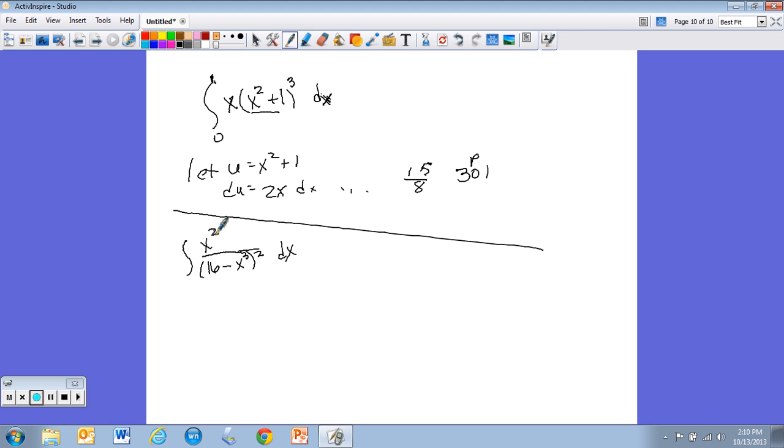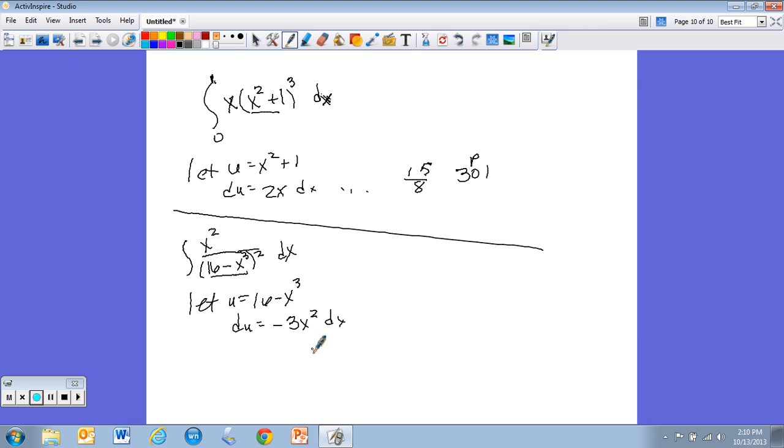Now, the numerator looks to be close. It's very close to the derivative of the denominator. So I'm going to choose the denominator as my u. And notice I didn't choose the squared part. I just choose the thing that's been nested into the other function. So let u equal that, and that means my du would be, I guess, a negative 3x squared dx, okay?